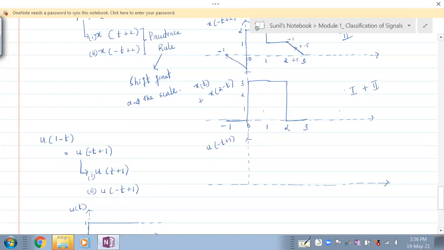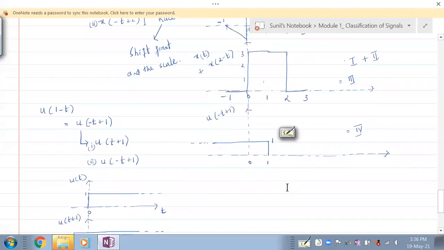Let's call this the third signal and this the fourth signal. Your u of minus t plus 1 should look like this, something that we have worked out. Now, if you multiply these two, we are doing the third signal into the fourth signal. This is the first time we are multiplying it. So if you multiply, what would you get?